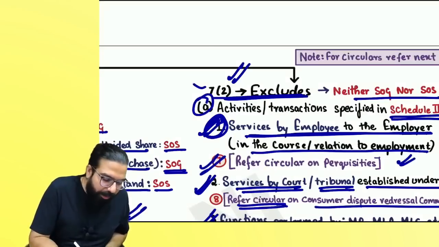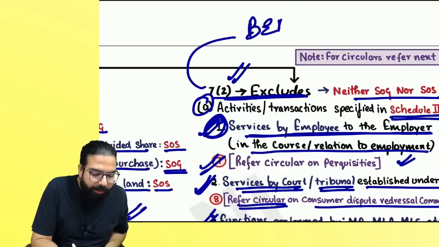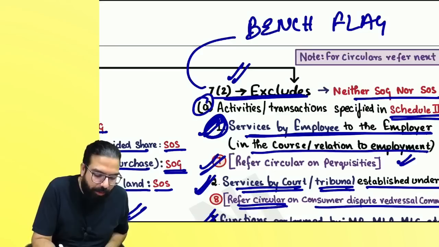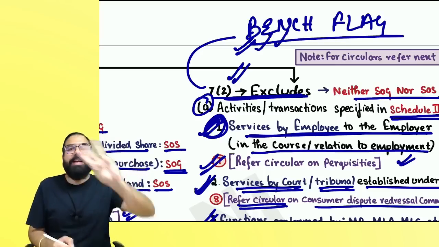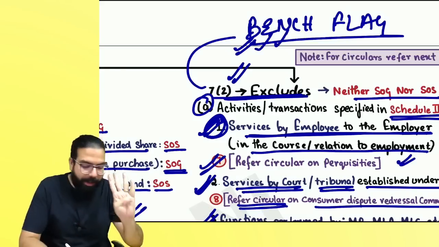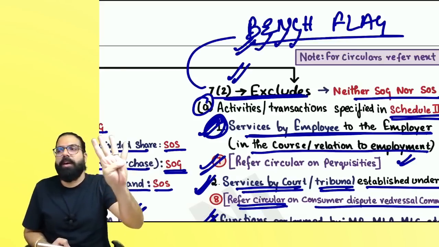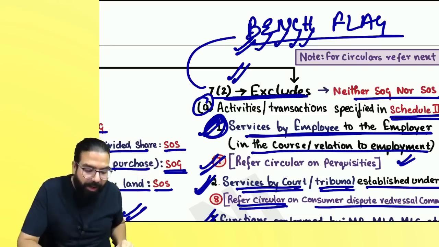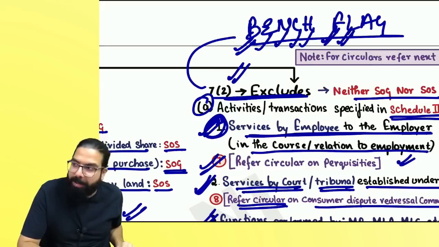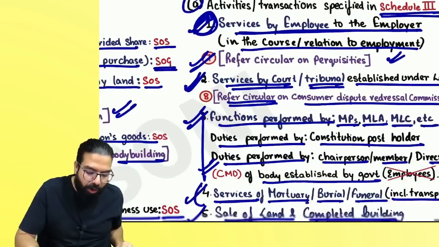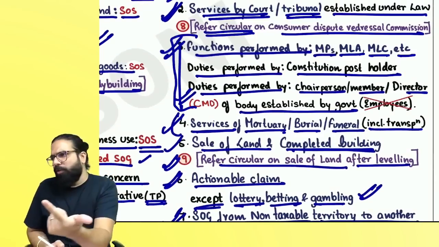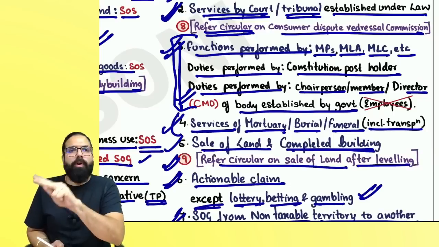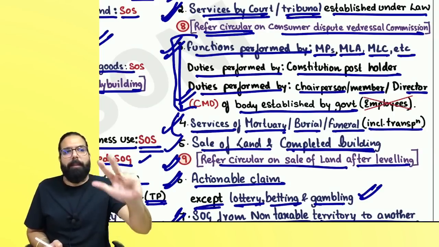Remember one thing: how will we remember 7(2)(a) Schedule 3? Remember BENCHFLAG. What is BENCHFLAG? B for bond to bond transfer, E for employer to employee, N for entity to entity without goods entry into India, C for court or tribunal services which are established under law, H for high seas sale, F for funeral and burial services, L for land and completed building sale, A for actionable claim other than lottery, betting and gambling, and G for government officials. What are the government officials? MPs, MLAs services, constitutional post holders, or a CMD who is not of a government body where he is not an employee.